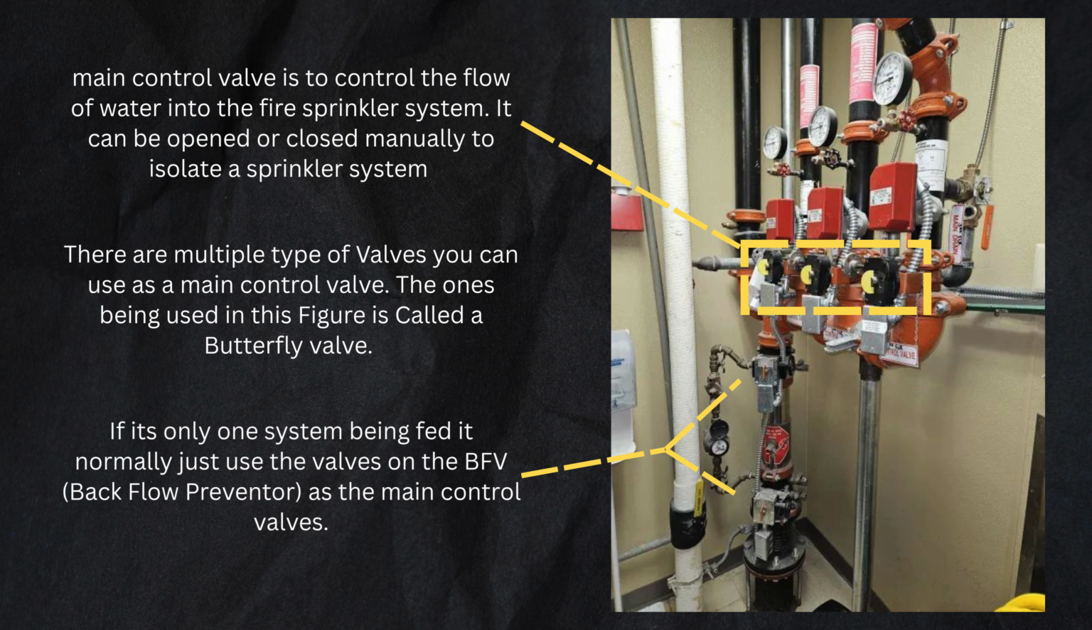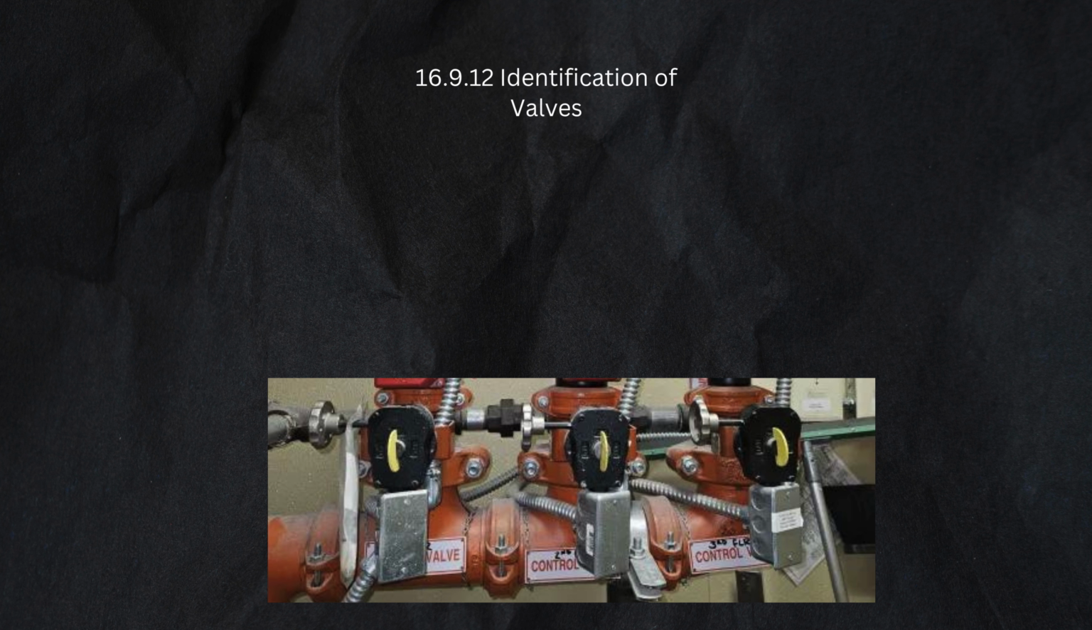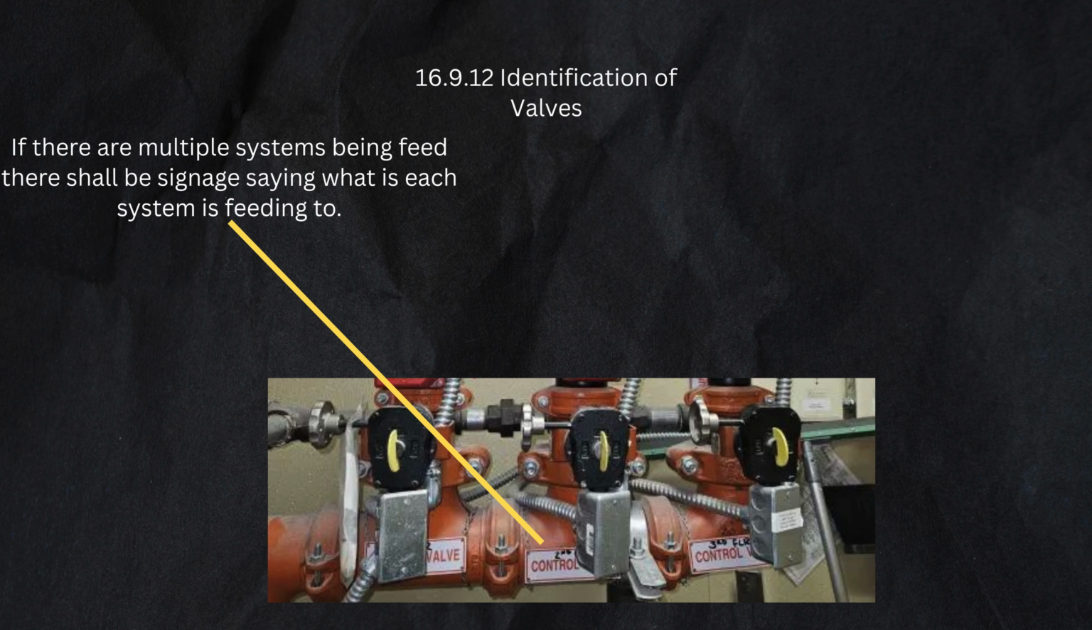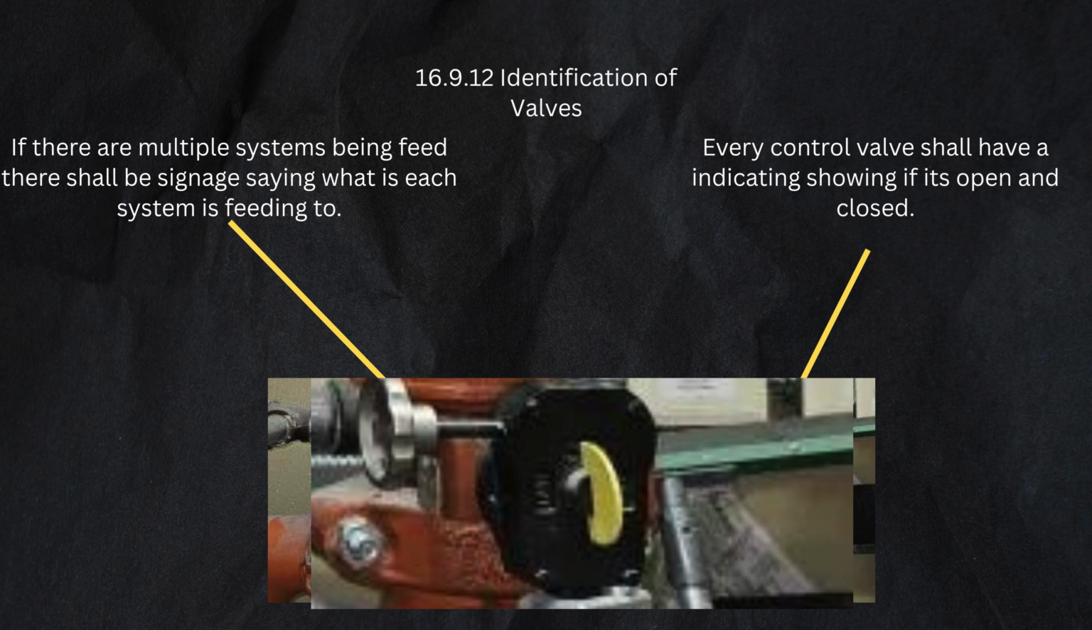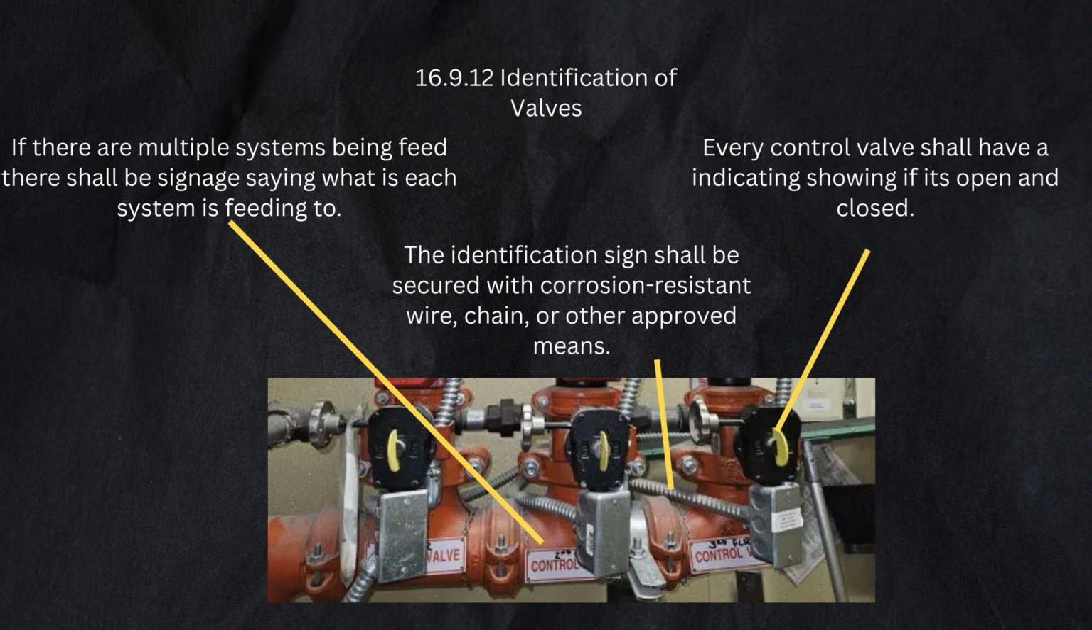If it's only one system being fed, it normally just uses the valves on the BFV, backflow preventer, as the main control valves. Identification of valves: if there are multiple systems being fed, there shall be signage saying what each system is feeding. Every control valve shall have an indicator showing if it's open or closed. The identification sign shall be secured with corrosion-resistant wire, chain, or other approved means.